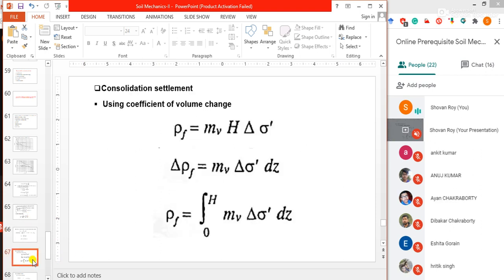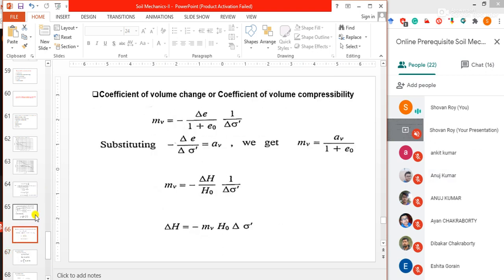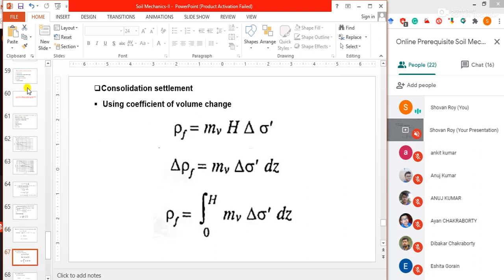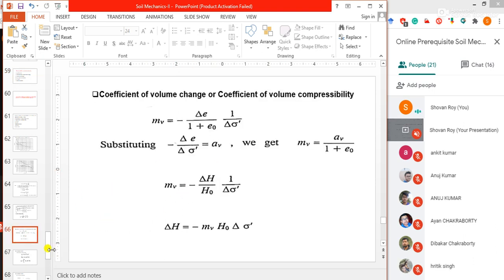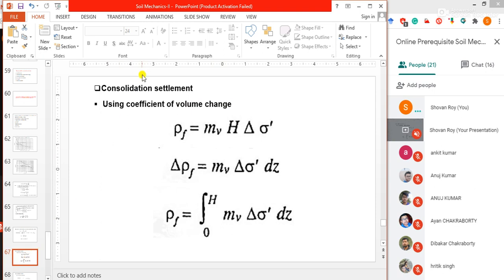So these are very important to keep with us. Without these equations we cannot find out anything in settlement. And finally, after these three equations, compression index, coefficient of compressibility and volume change, and coefficient of consolidation, what we have seen in the earlier class, the consolidation settlement. Finally, the settlement formula.